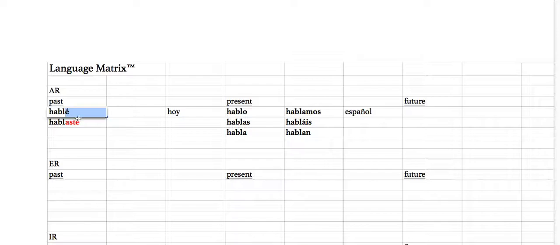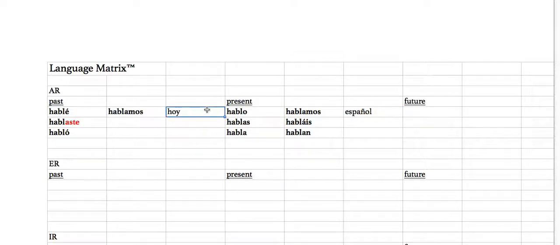H-A-B-L is the stem, and then you're changing the ending. So, hablé español hoy? Did you hablaste español hoy? No? Usted or he or she spoke Spanish, so Juan spoke Spanish. Juan habló español hoy. Looks like hablo, but look at the emphasis. Hablo. This is hablo. This is hablo. Okay. We spoke happens to be the same, but in the context it makes sense.